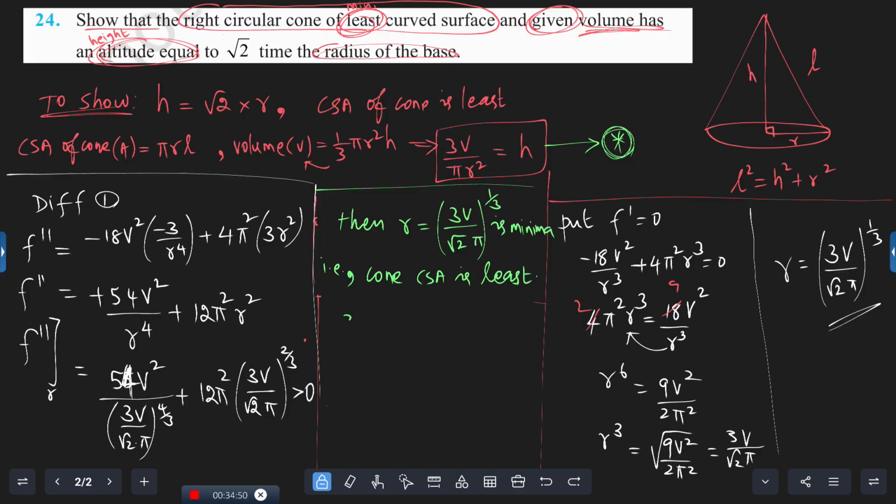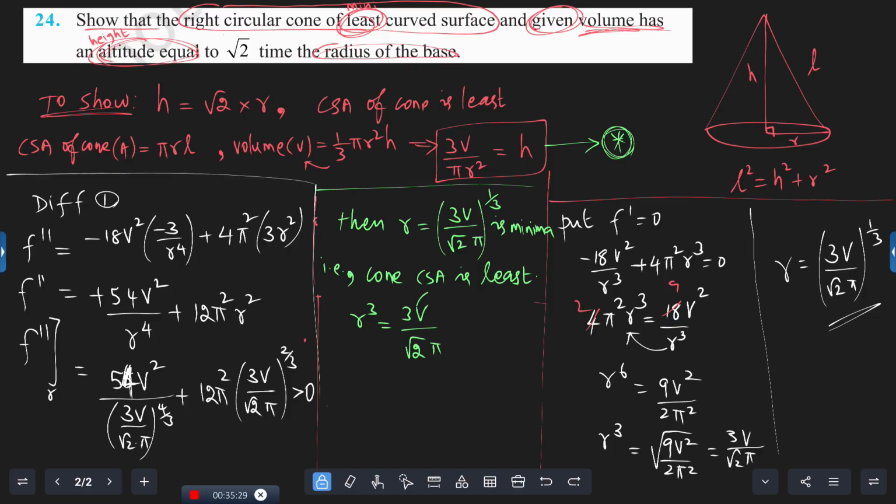What is that? 3 times V divided by pi r square equals the h value. The h value we don't know, but we got the r value only. Then first take this result and simplify. What are we getting? Take this result. R value, that is r cube, equals 3 times V divided by root 2 into pi. This is what we are getting, am I right?